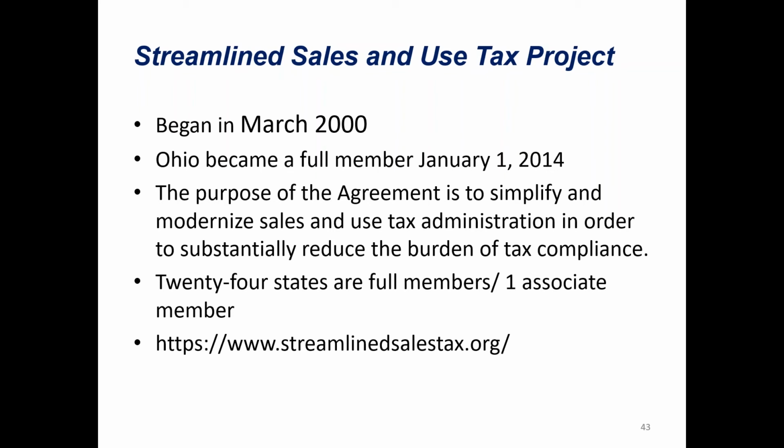Ohio became a full member on January 1st of 2014. There are currently 24 states that are full members and one associate member, which is Tennessee. I think Ohio was probably the last associate member. I think Ohio and Tennessee were associate members for a very long time. And then, like I said, in 2014, Ohio became a full member.